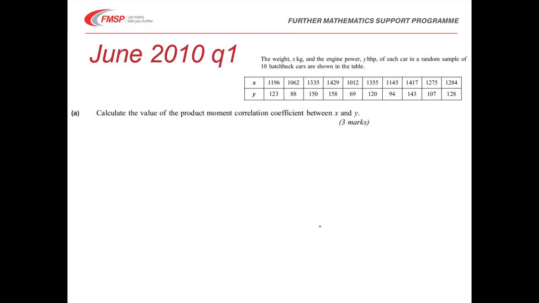So, straight into June 2010 question 1. We've got the weight x and the engine power y of cars in a random sample of 10 hatchbacks. And that's my data. And what we're asked to do is calculate the PMCC.